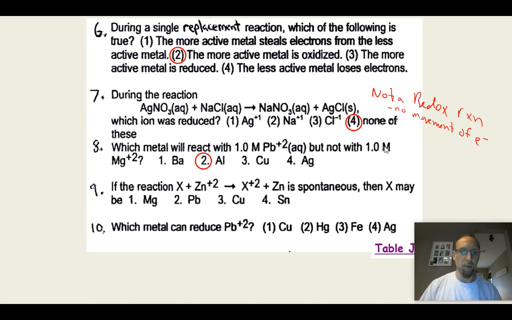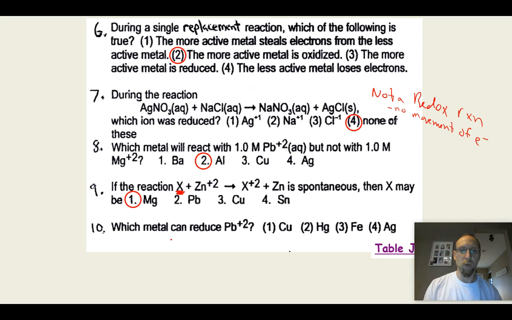Number 9, if the reaction X plus zinc+2 makes X+2 is spontaneous, then who might X be? So it's just saying, okay, here's your uncombined element. So which of these 4 choices is higher than zinc? And the answer is magnesium. The other 3 choices are lower than zinc. Take a look on your table J and you'll see.